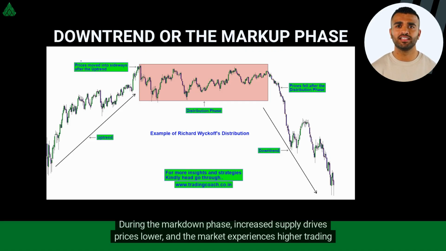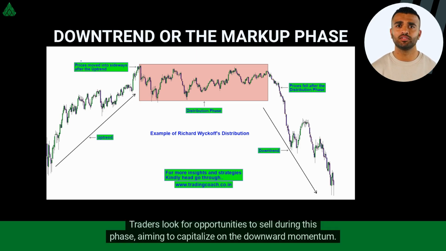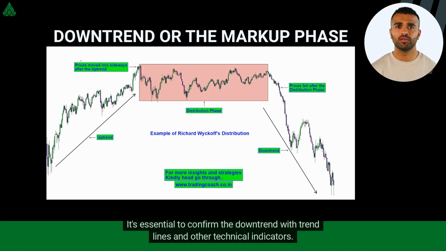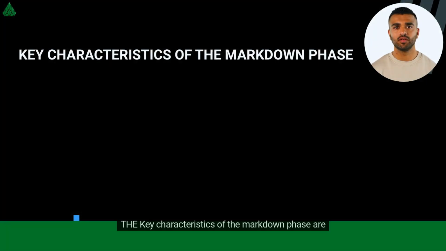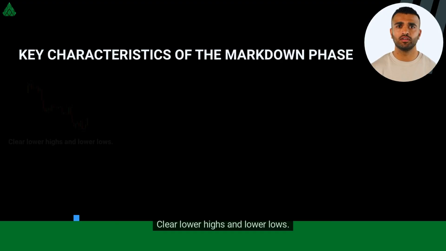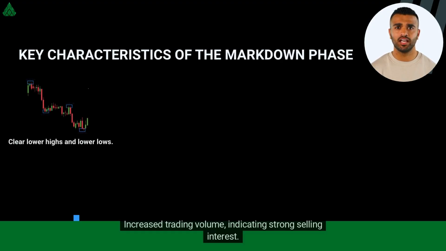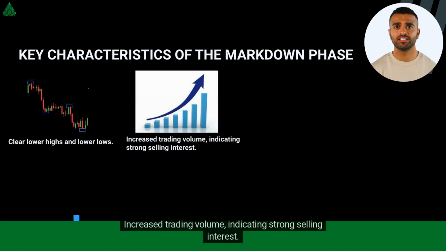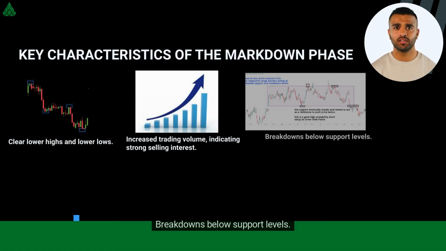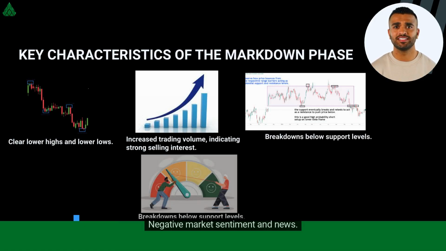During the markdown phase, increased supply drives prices lower, and the market experiences higher trading volumes. Traders look for opportunities to sell during this phase, aiming to capitalize on the downward momentum. It's essential to confirm the downtrend with trend lines and other technical indicators. The key characteristics of the markdown phase are clear lower highs and lower lows, increased trading volume, indicating strong selling interest, breakdowns below support levels, and negative market sentiment and news.